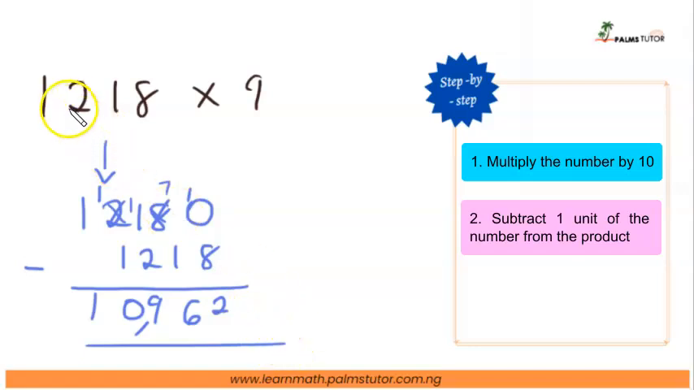So your answer, 1218 multiplied by 9 is 10,962. Multiply a number by 9. First multiply it by 10. And take just a unit of it away from your answer.